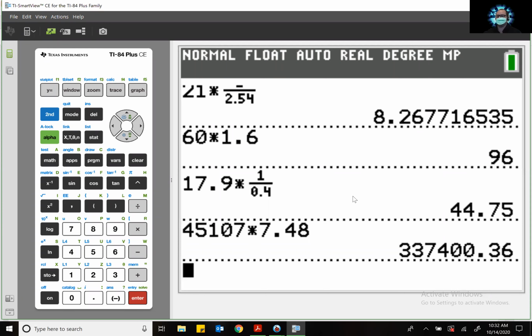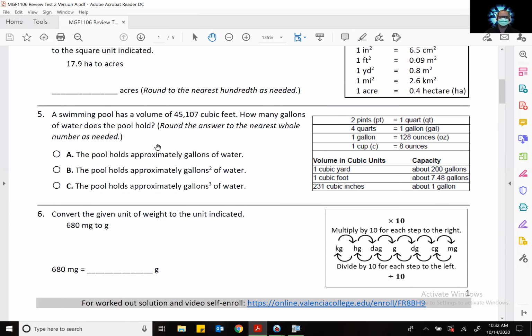Careful on those roundings. Don't forget on this one, there are 2 answers. We're just missing the blank for the number. So the number is 337,400, and then you'll select A as the label because it just wants gallons. All right, number 6 is just like number 1.